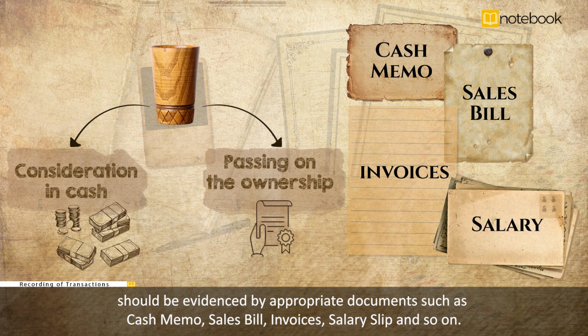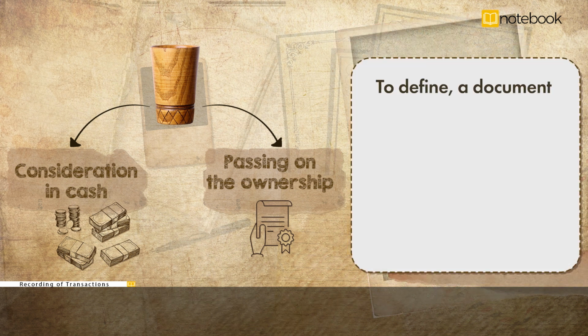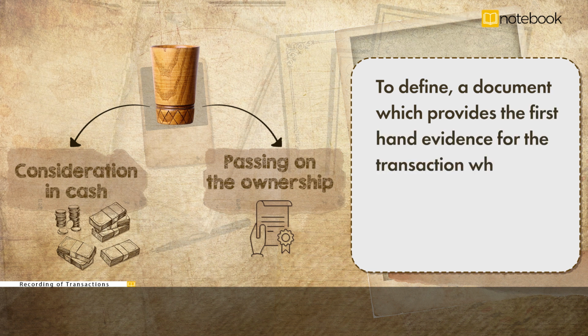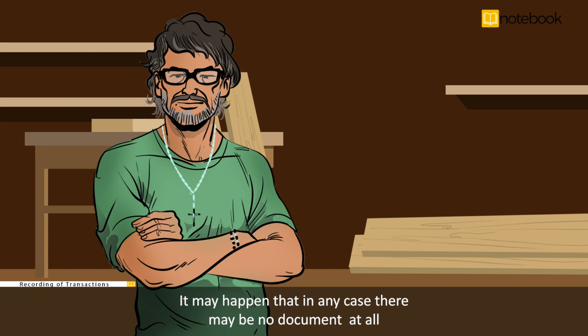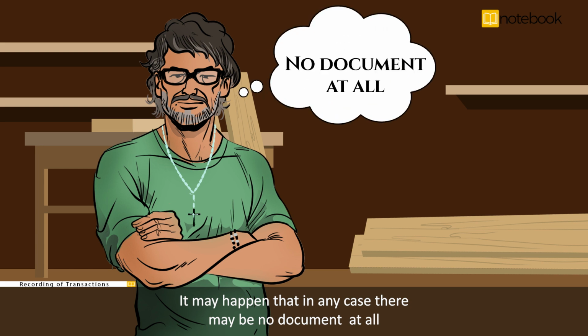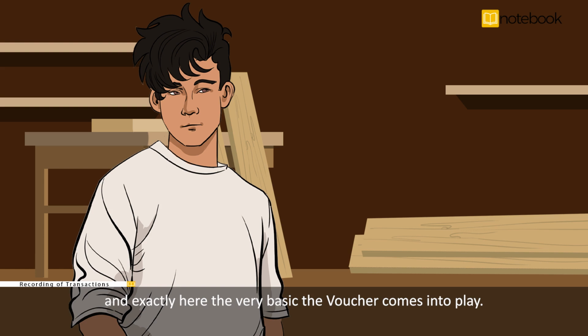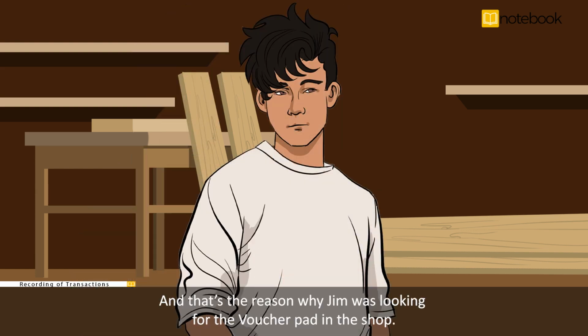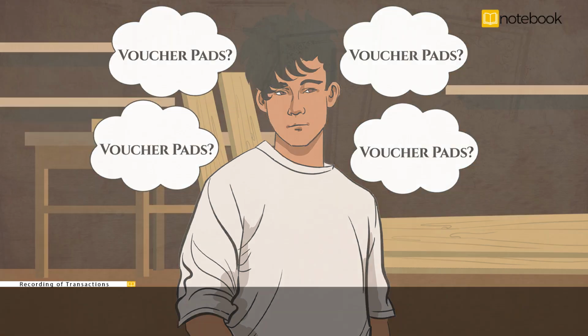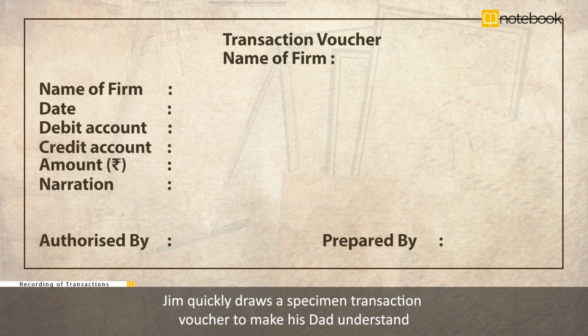To define, a document which provides the first-hand evidence for the transaction which has happened is called the source document or a voucher. It may happen that in any case there may be no document at all, and exactly here the very basic voucher comes into play. And that's the reason why Jim was looking for the voucher pad in the shop. Jim quickly draws a specimen transaction voucher to make his dad understand.